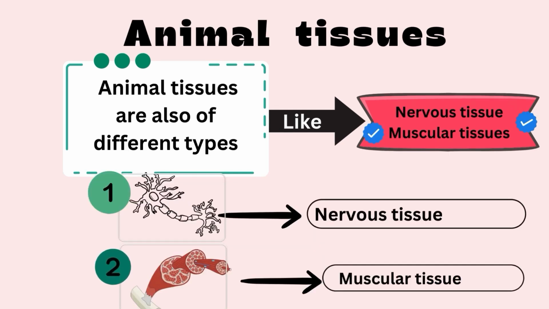What are animal tissues? Animal tissues are also of different types, for example, nervous tissue and muscular tissues, etc. Diagrams of nervous and muscular tissues are given below.